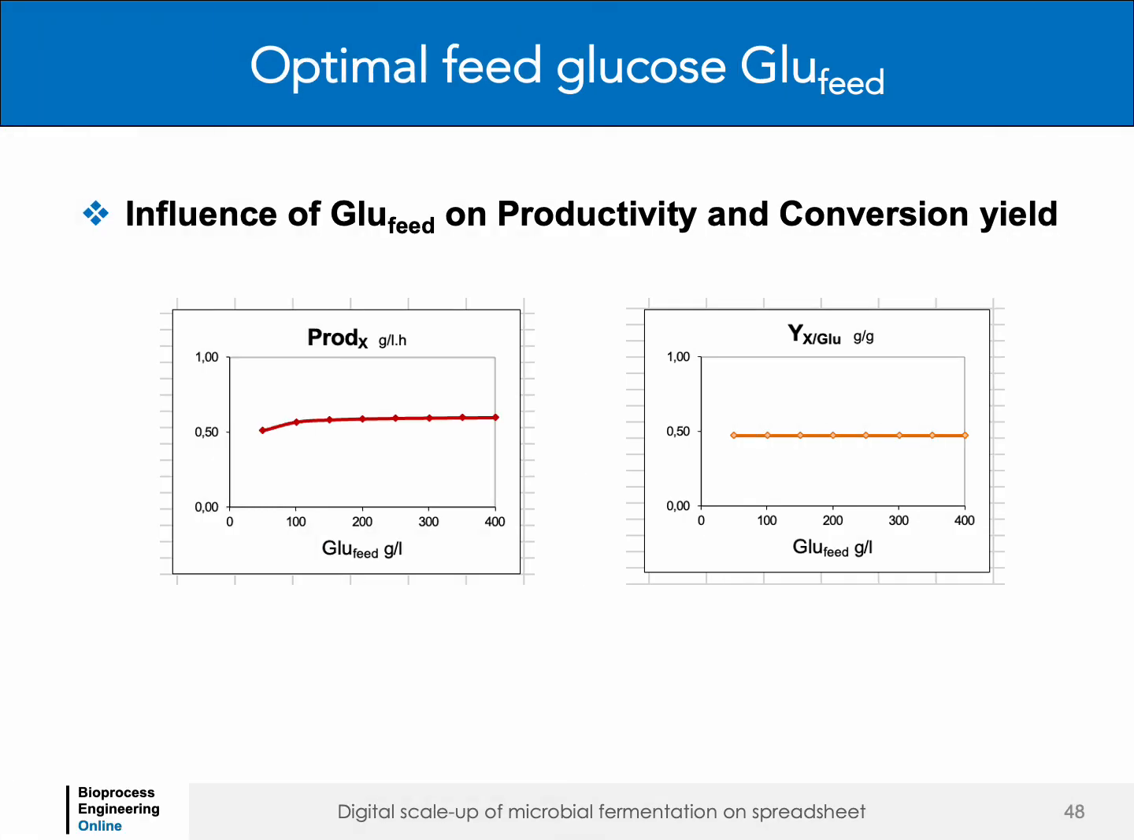According to the data table simulations, the fermenter productivity Prod X increases slightly with increasing feed glucose concentration, GLU feed, until reaching a maximum value at concentrations above 300 grams per liter. Whereas the glucose-to-biomass conversion yield Yx over GLU at a fixed GLU-SS remains essentially independent of GLU feed.